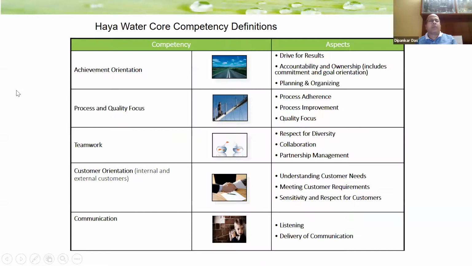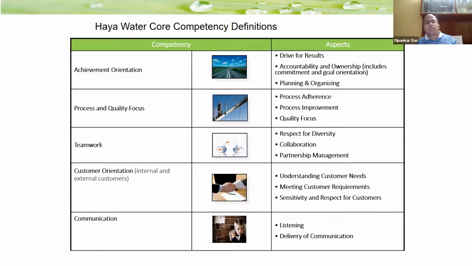So, for example, now you do a second level drill down. So you say that, okay, competency, what does each of this mean? Suppose achievement orientation. So let's say up till manager level, it will mean drive for results, accountability, ownership, planning, organizing. Then process and quality focus. So basically there is a drill down. It's not simply one word. It can be further drilled down, and there are many actions coming out of each thing.